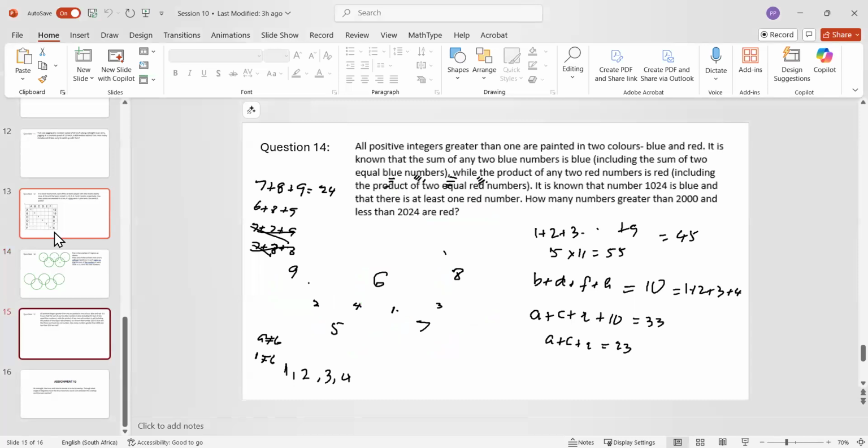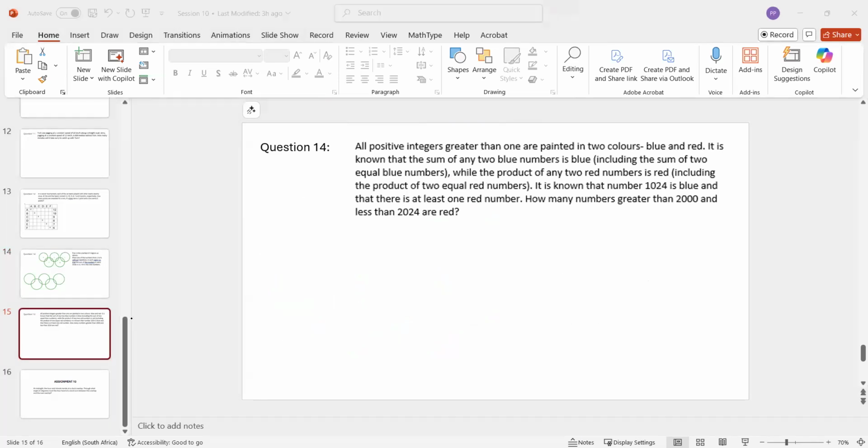And the final problem, last one that we are doing, they say all the positive integers greater than 1 are painted 2 colors. And this is a typical kind of an Olympiad problem. Are painted 2 colors, but all the integers. So 1, 2, 3, 4, all the way. There are only 2 colors, right?